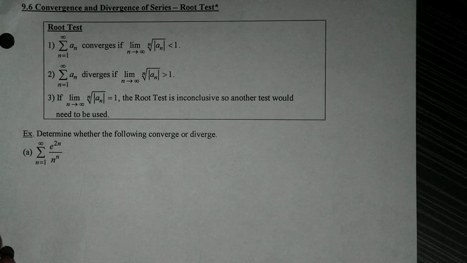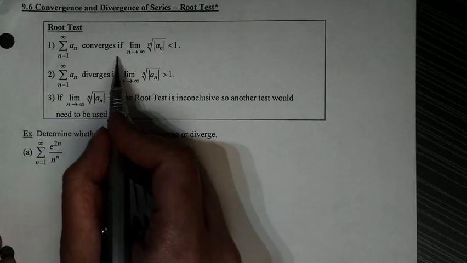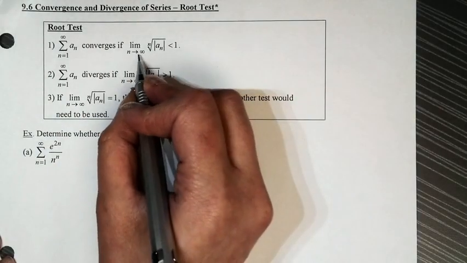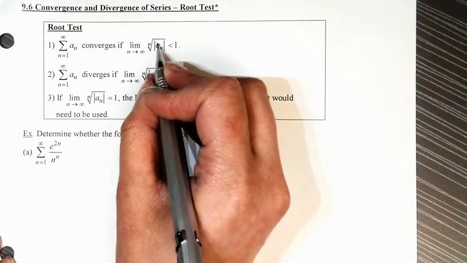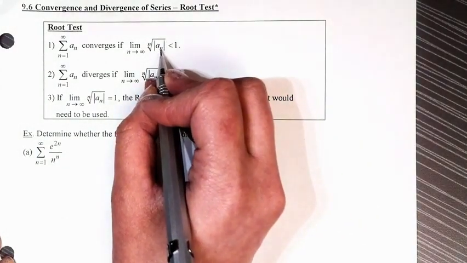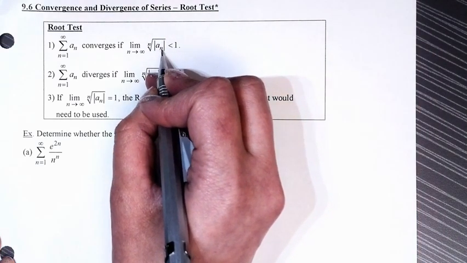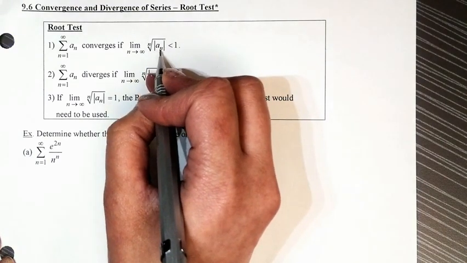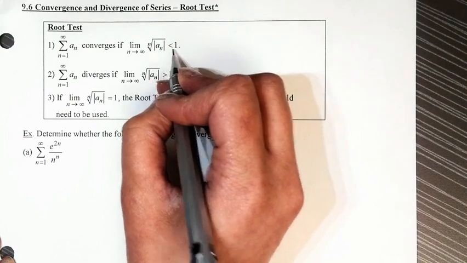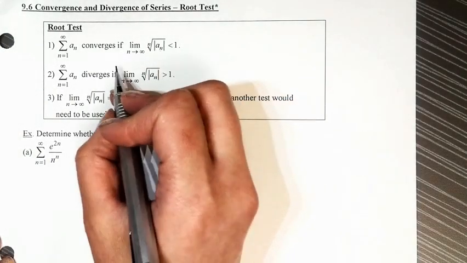So, what are the conditions of the root test? We say that a series from n equals 1 to infinity of a sub n converges if the limit as n approaches infinity of the nth root of the absolute value of a sub n, meaning we take the nth term, take the absolute value and take the nth root, is less than 1. If that limit gives you a value less than 1, it's going to converge.